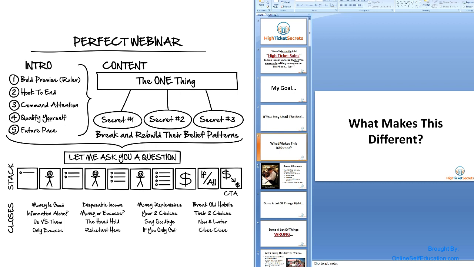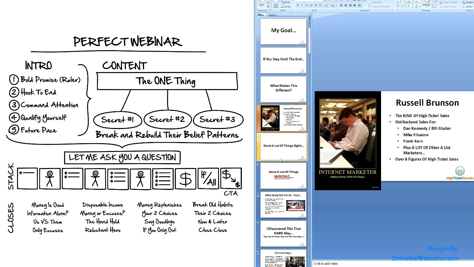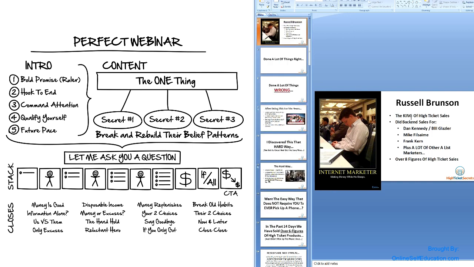Then I qualify myself. So look, this is why I actually know what I'm talking about. For this one, I showed a picture of me sleeping just to be funny, kind of a pattern interrupt. And then I came back and said, look, I don't talk about this a lot, but I'm the king of high ticket sales. I did back-end sales for Dan Kennedy, for Bill Glazer, for Mike Filson, for Ray Kern, plus a ton of other marketers. We've done over 8 figures of high ticket sales. There's nobody in the marketplace better than me at high ticket sales, and I'm going to show you exactly how we do it. Boom, I just qualified myself.